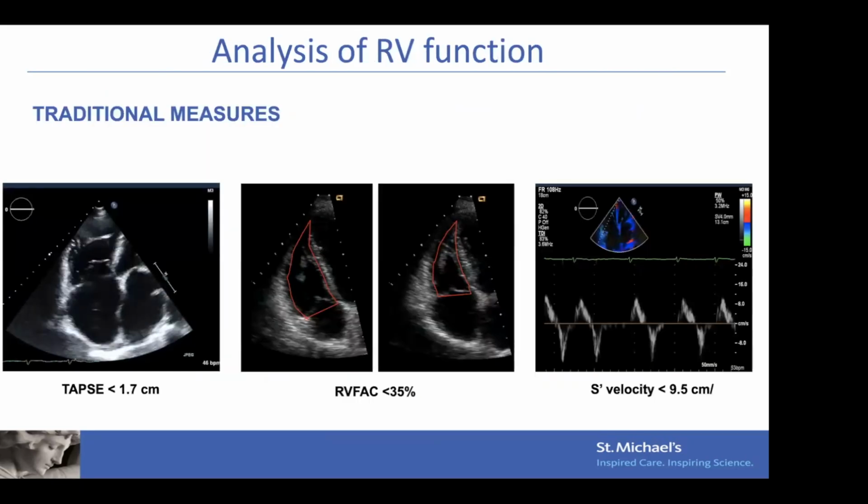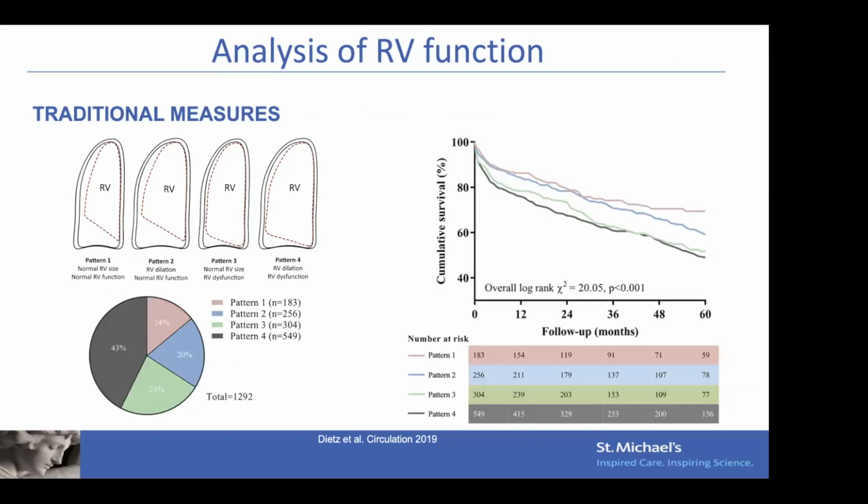Then finally, it's also important to look at RV function when assessing TR severity. We can use traditional measures such as TAPSE, fractional area change, or S prime. But this is actually really relevant. This is a nice study by the Dutch group from Leiden, in which they subdivided their patients with severe TR into 4 groups. You had one group with normal RV size and function, a second group with RV dilation but normal function, a third group with normal size but abnormal function, and then a fourth group with both abnormal function and a dilated RV.